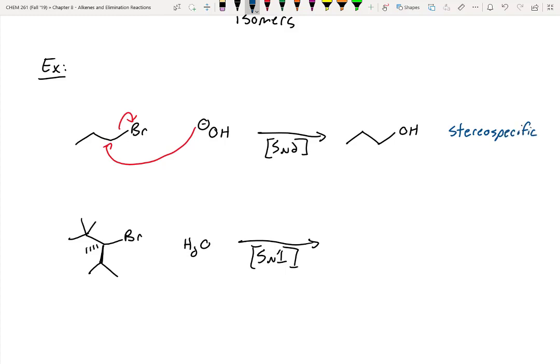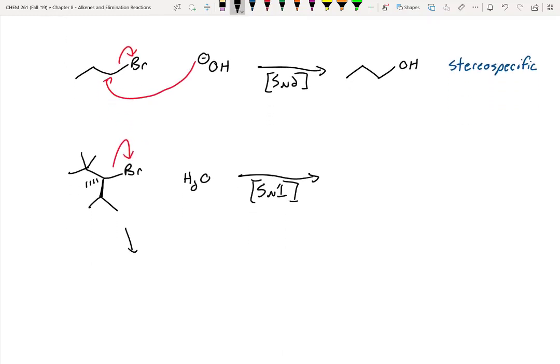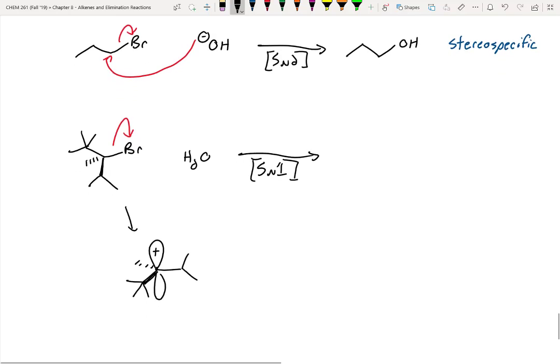All right, let's think about the next one. First step would be loss of our leaving group down here. So if that happens, we're going to have kind of this trigonal planar transition state where we've got this empty p orbital. And water, we said, can attack from either face here.